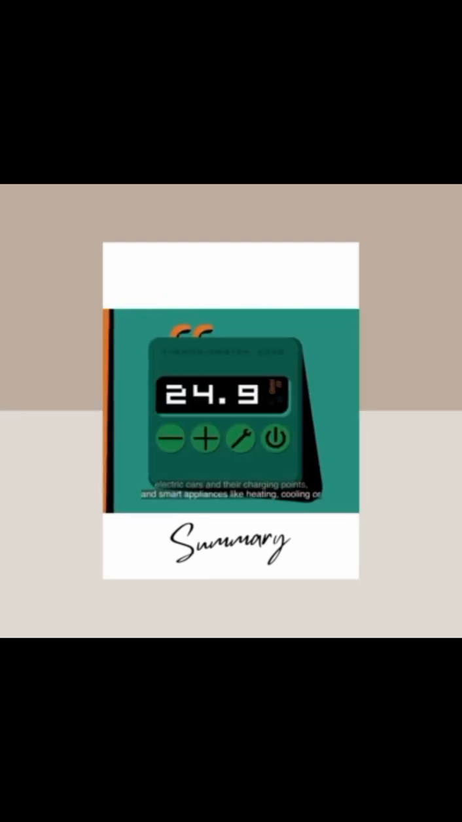Distributed energy describes the vast array of small-scale energy technologies owned by consumers, like rooftop solar, home batteries, electric cars and their charging points, and smart appliances like heating, cooling or pool pumps that can talk to each other and respond to signals from the grid.